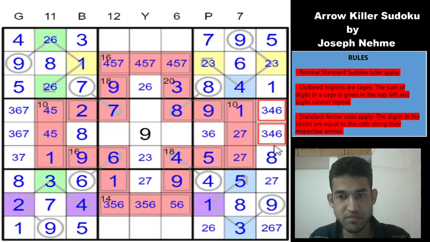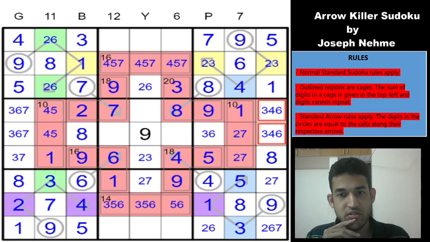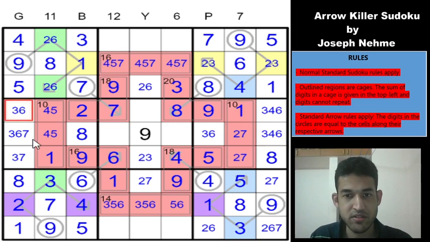and these two cells must be 3 4 6. 1 2 7 9 5 and 8. So they must be 3 4 and 6. Okay, 7 can be eliminated from here.